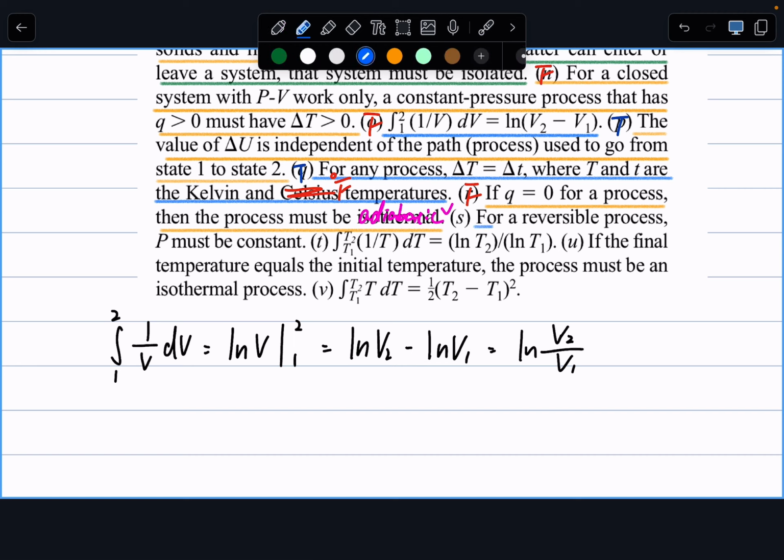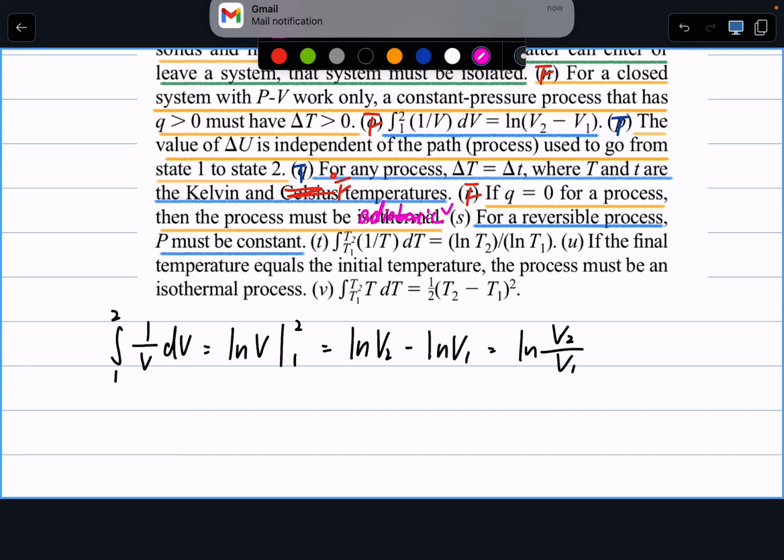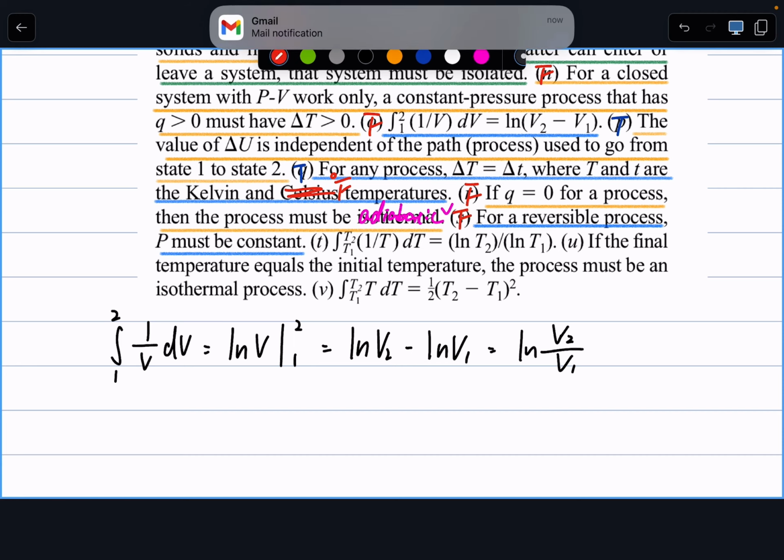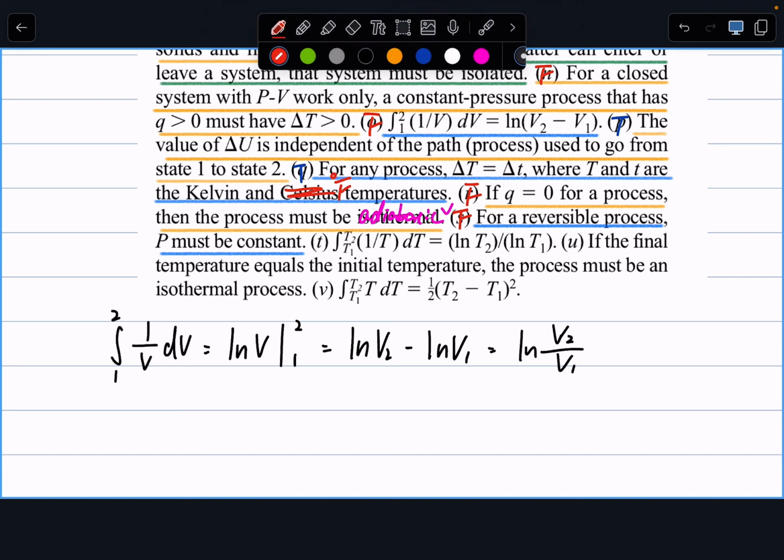Next up, for a reversible process, P must be constant. This is quite extraordinary because how come constant P is connected to reversibility in any way? So this one is just false. I don't even know how to make this a true statement. Nevertheless, next one is again a calculus problem. We have the same kind of calculus, and since we already solved it, it's just not true. So this one is different from ln T2 over ln T1.